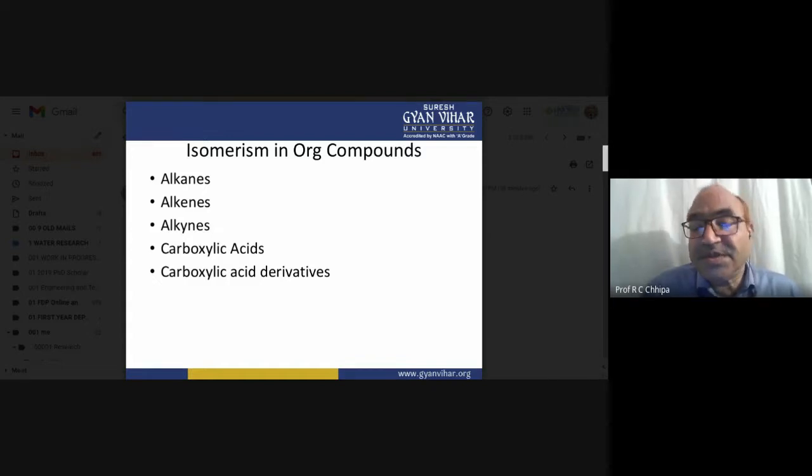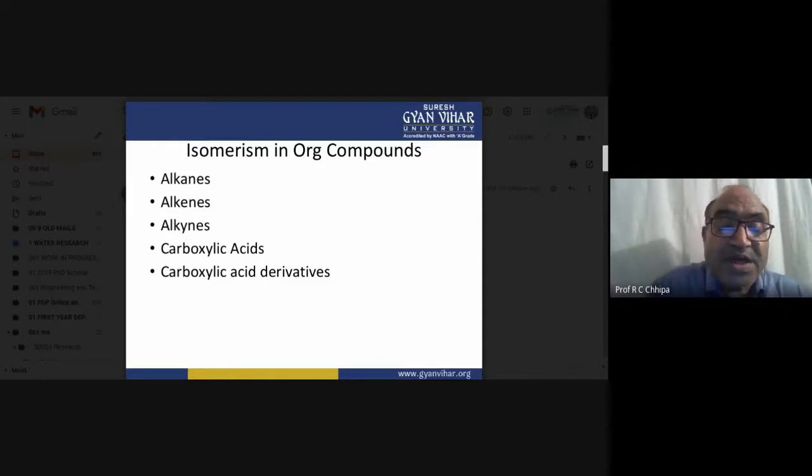Now, other functional group compounds, other classes of organic compounds. One of the most important classes of organic compounds is the acid. So, what do we mean by acid? That one is the carboxylic acid. There may be a difference between carboxylic acid and mineral acid. Mineral acids are inorganic; carboxylic acids are related to organic compounds.